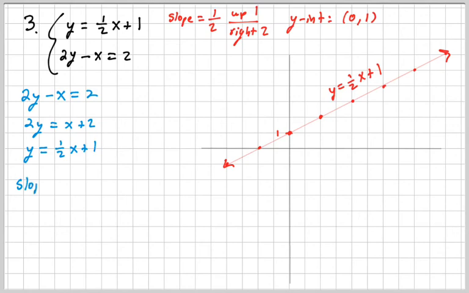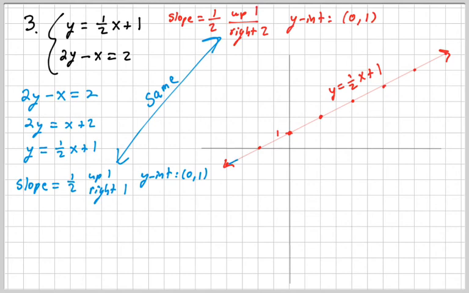Okay, so this in fact has the same slope as the previous one, 1/2. So you're going to go up 1 and right 2. And the y-intercept is the same also. Okay, so if you have the same slope and same y-intercept, it's the same line. So we got the exact same line. And if the lines are the same, this means that you're going to have infinite solutions.